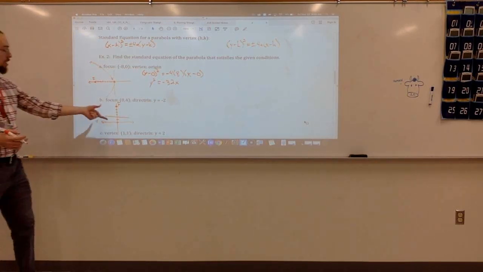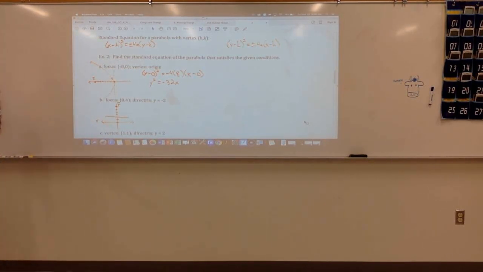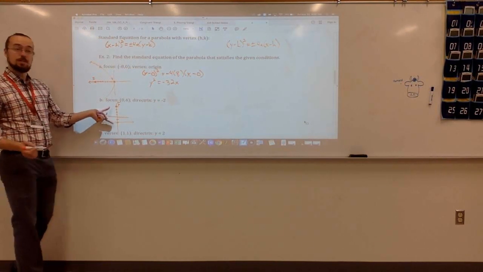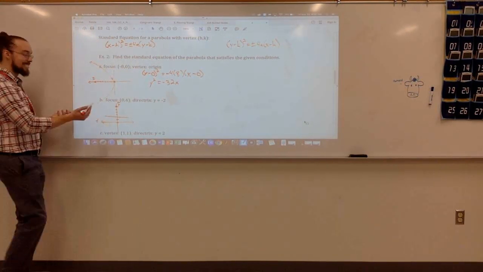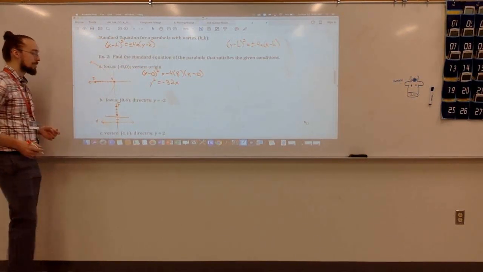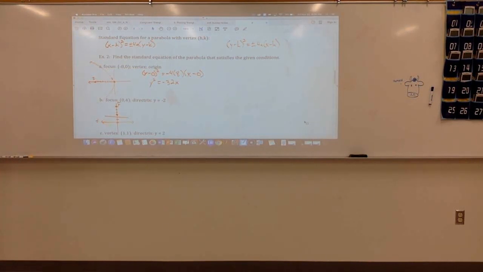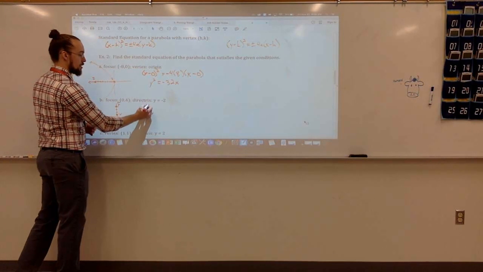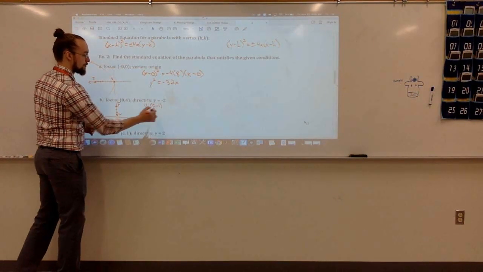Yeah, we want to find the point that's exactly halfway in between those two, right? So the distance between the focus and the directrix is 6. So I just want to go a distance of 3 from either of them, right? I'll end up in the same spot, right here at 0, negative 1. So my vertex is at 0, negative 1.